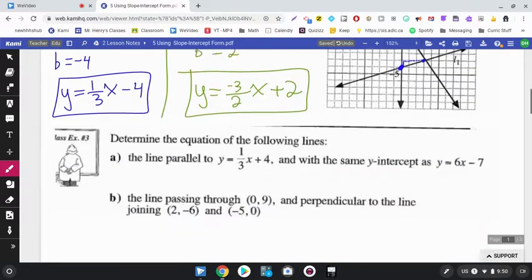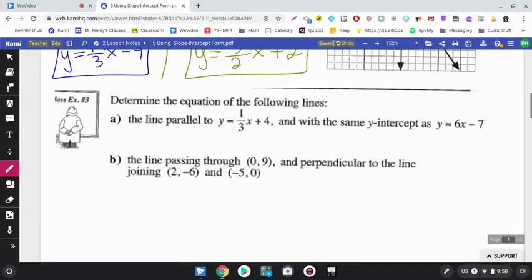All right, moving on. It says determine the equation of the following lines. For the first one, it says the line has to be parallel to y equals 1/3 x plus 4. Okay, so that's like a different equation. I've got this 1/3 x plus 4. I want to be parallel to that line. And then at the same time, I want the same y-intercept as y equals 6x minus 7. So that's another line. So I'm kind of pulling my pieces of information. All right, well, I know I need an m value and I need a b value.